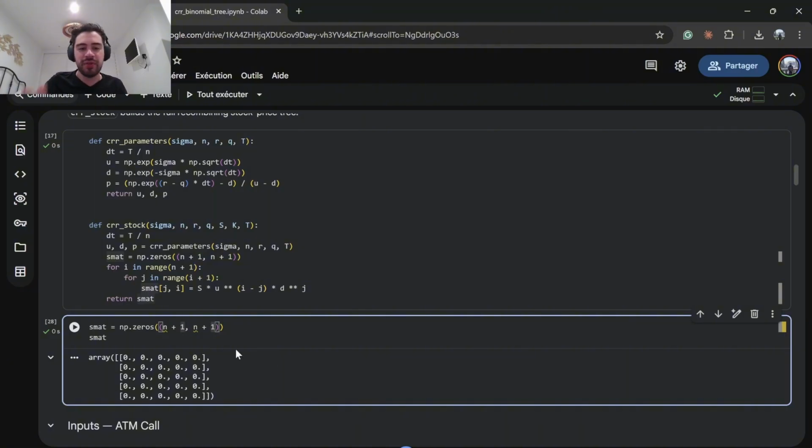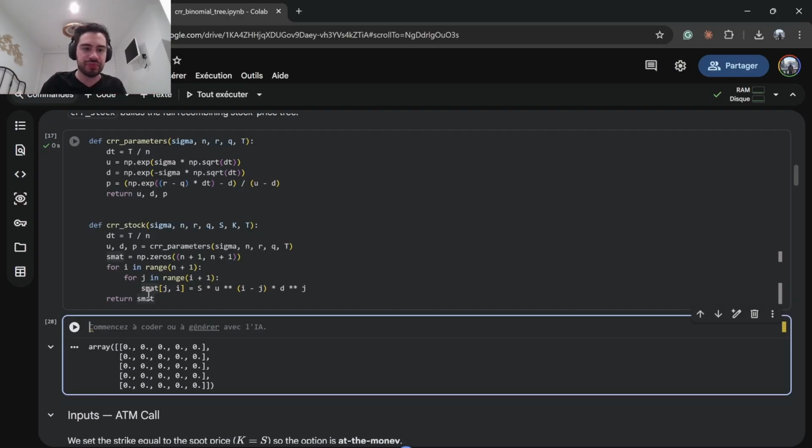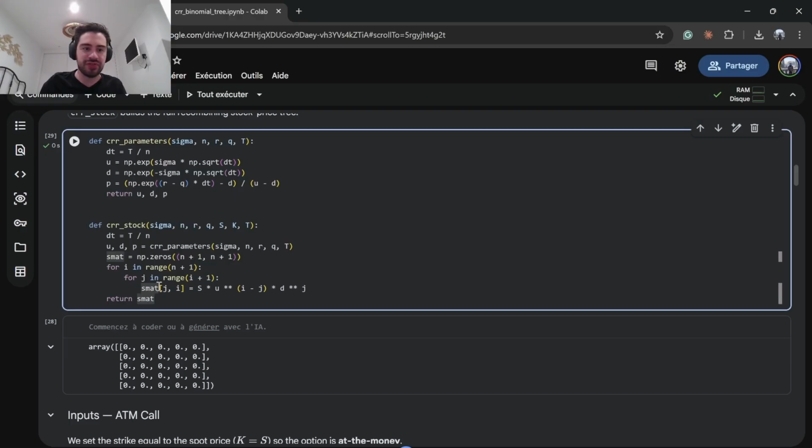And why this plus one? Because the first column should be the stock price, and it's going to be increasing or decreasing in each node. So let's go back here to this first function.